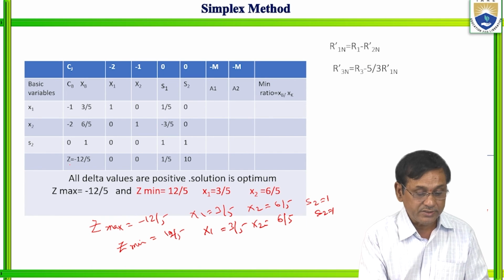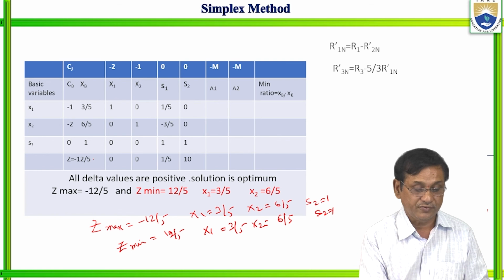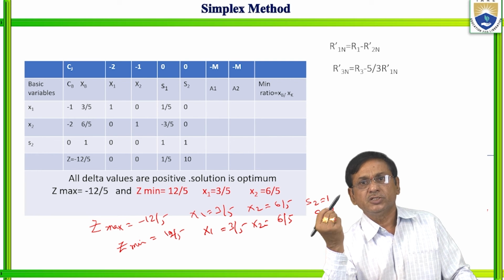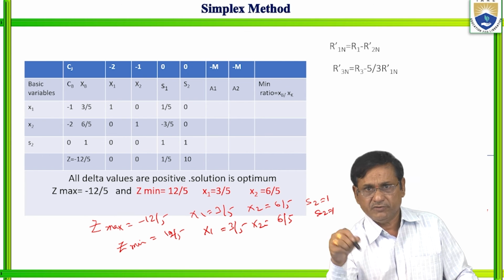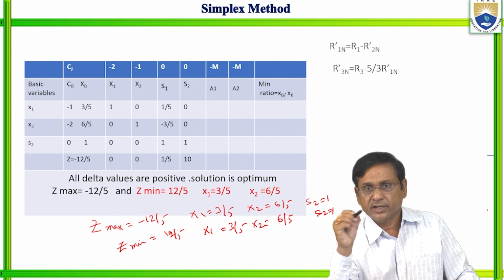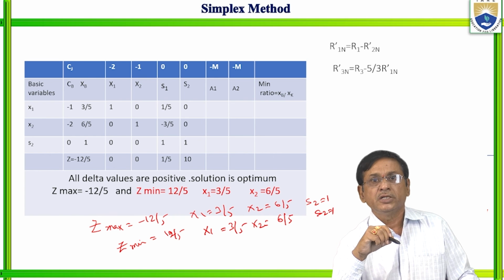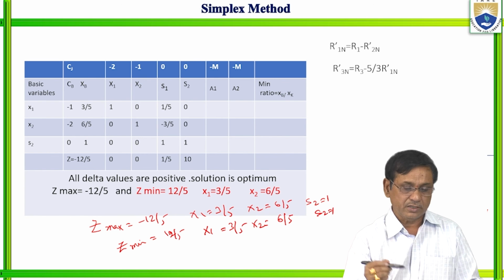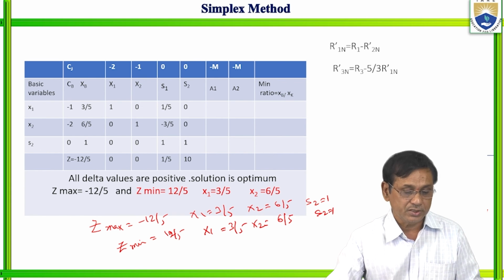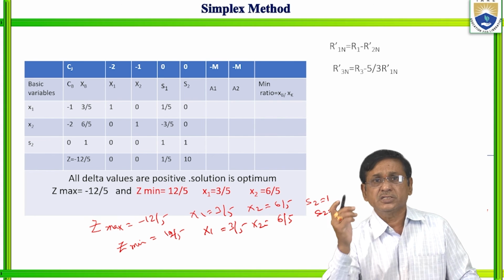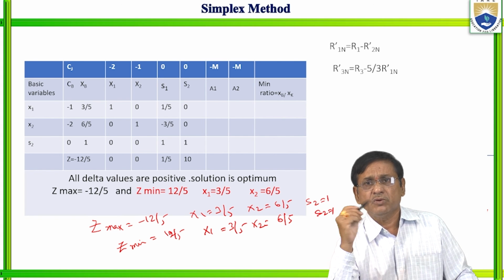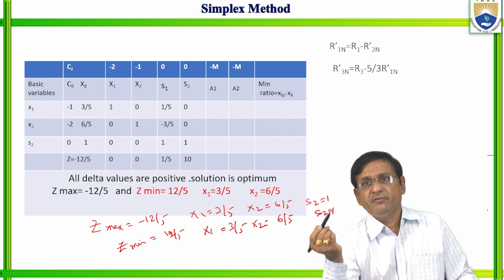Finally we calculated the Z max value. Z max value is minus 12 by 5 because this simplex method is used for finding the maximization. But when the problem is given as minimization, it cannot be solved directly. How? First it should be converted into maximization, and then we can find the solution. After getting the solution, again we can convert that into minimization. That is the way to find the solution of linear programming problems. That means when the constraints have less than or equal sign, we can use the simplex method straight away.